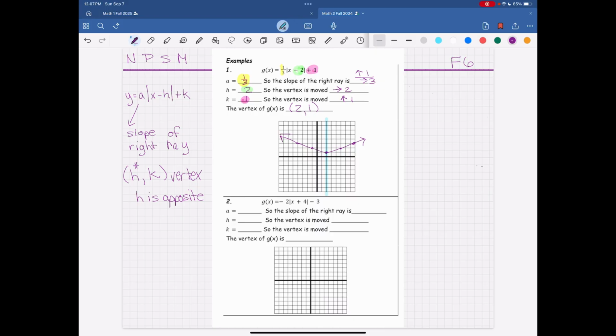Now remember, the domain for absolute value is all real numbers. Your x's are all real numbers. And in this one, your y is greater than or equal to 1, and that is your range, because y's cannot be less than 1.